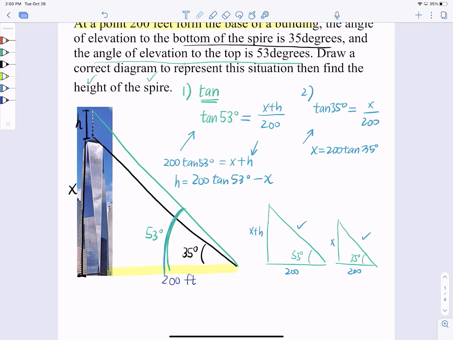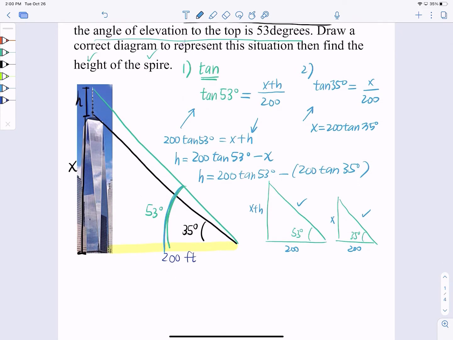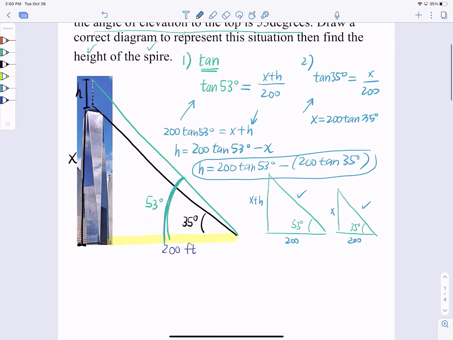Okay. But don't you know what x is? Yeah, you know what x is. So let's replace that. h is equal to 200 tan 53 degrees minus 200 tan 35 degrees. And you know, you guys, I never approximate values more than once. There we have it. Go ahead and plug this into your calculator right now, but do one at a time, okay? One at a time. So I'm going to do that right now too.